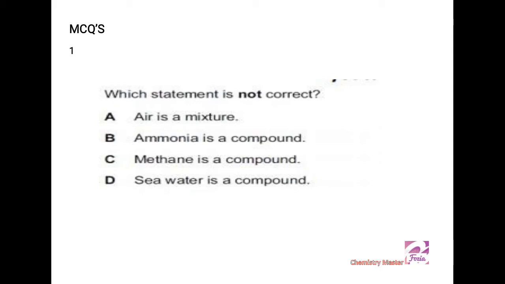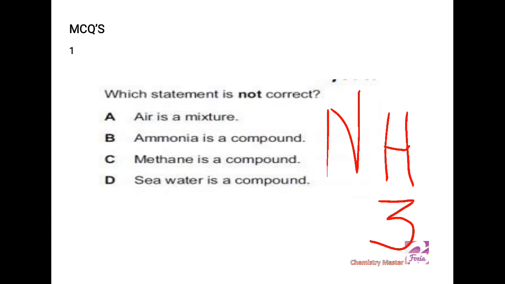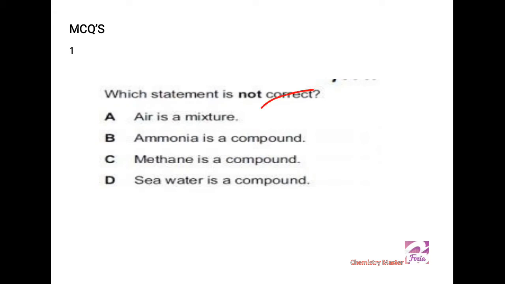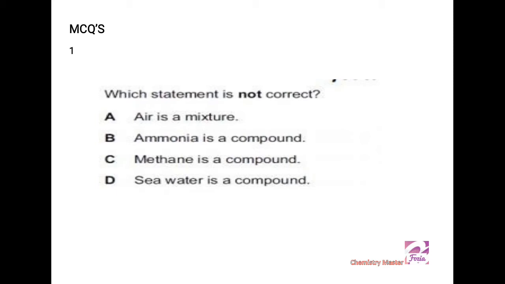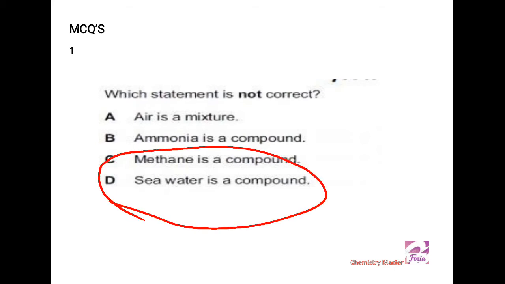B. Ammonia is a compound. Yes, we all know that ammonia is a compound of two non-metal gases in 1:3 ratio, NH3. C. Methane is a compound. Yes, we know methane is the most simple organic compound with formula CH4. The D option is sea water is a compound. No, we can't accept this statement because sea water is a mixture of so many salts dissolved in water.